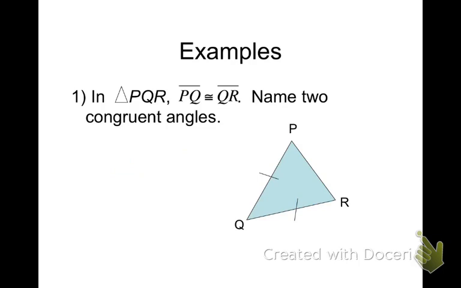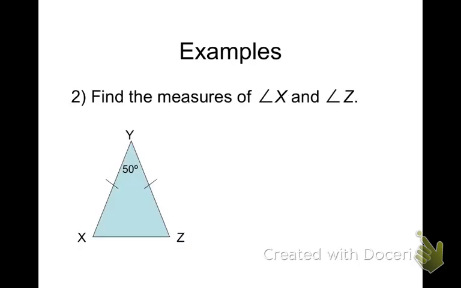All right, second example. Find the measure of angle X and angle Z. They tell me that Y is 50 degrees. Is that a base angle or a vertex angle? Vertex angle. What's true about my two base angles? They're going to be congruent. So I could make them both an unknown degree, so x degrees, x degrees.